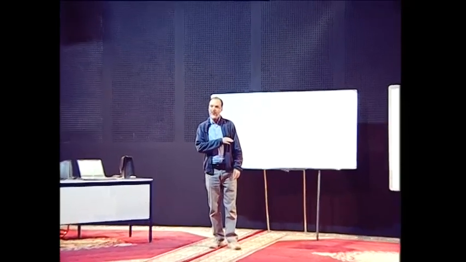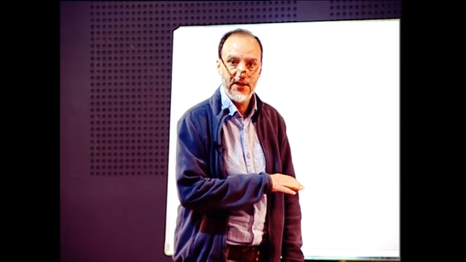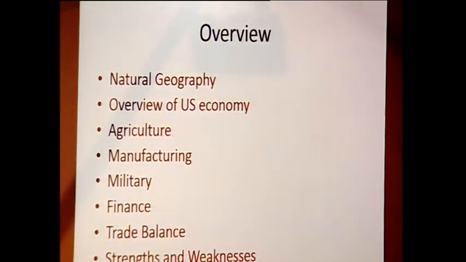Now this is part of the UK and US civilization course, and it's the last lesson, okay? It's about the US economy, and this is an overview. We're going to cover the natural geography of the United States, an overview of the US economy, agriculture, manufacturing, military, finance, trade balance, and strengths and weaknesses of the US economy.